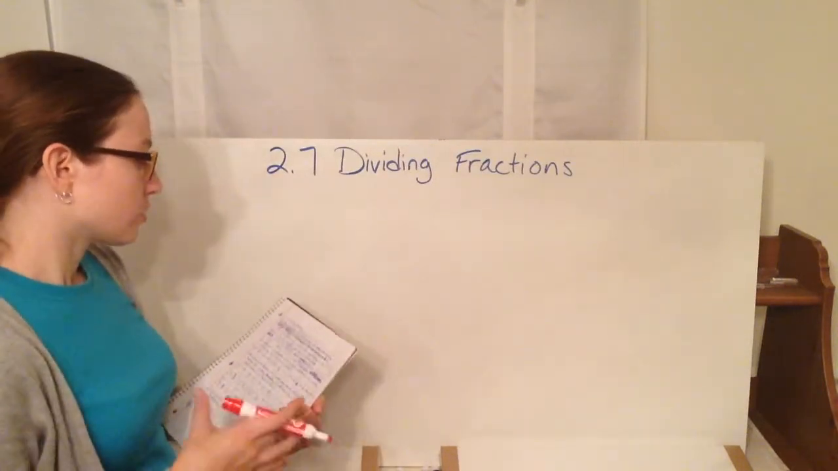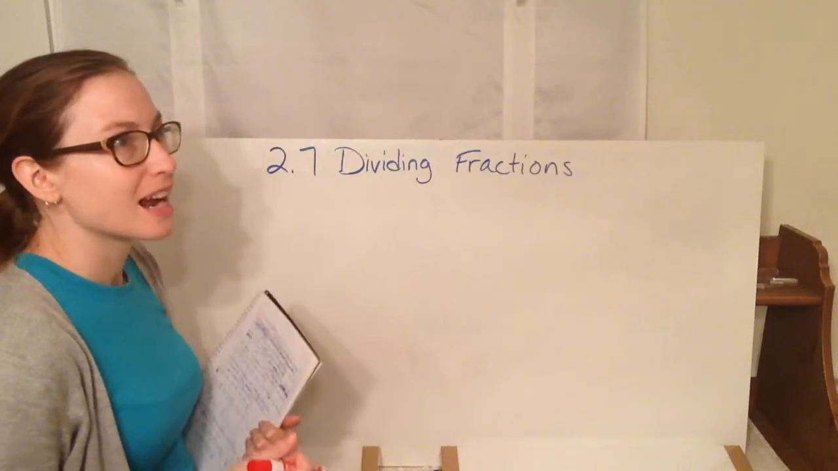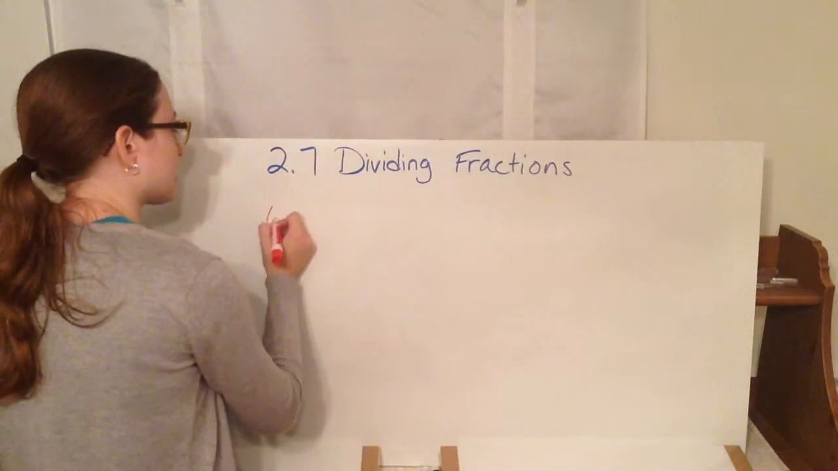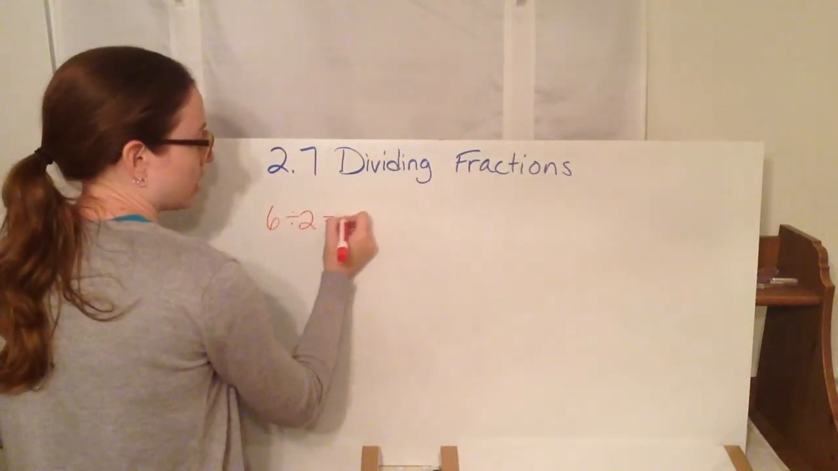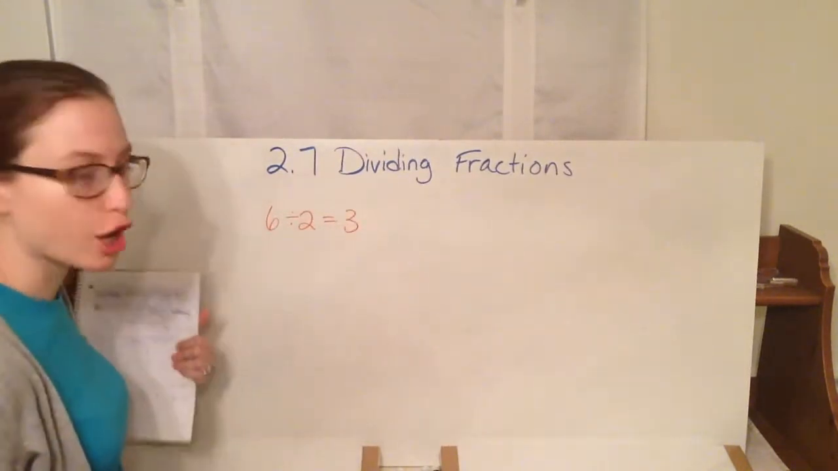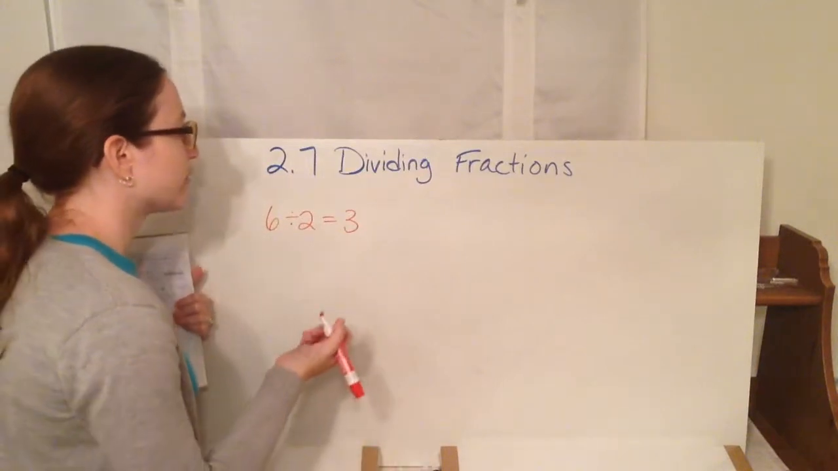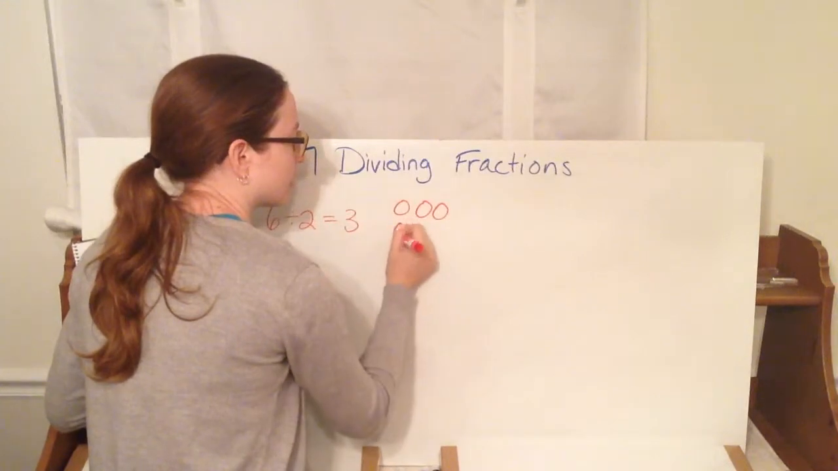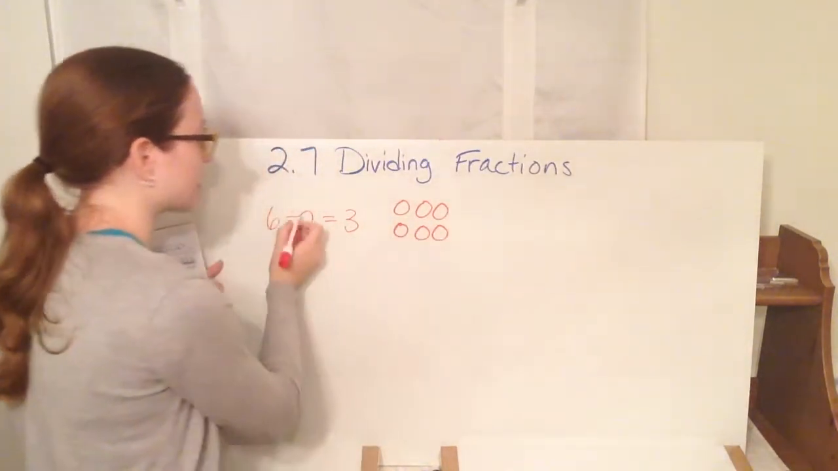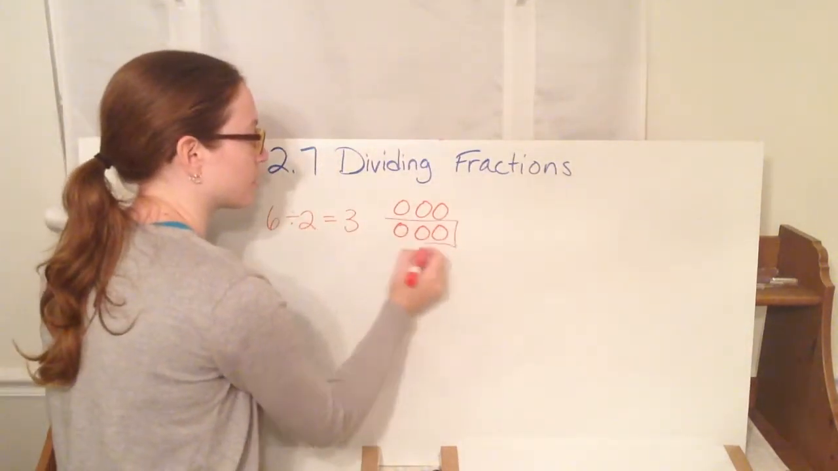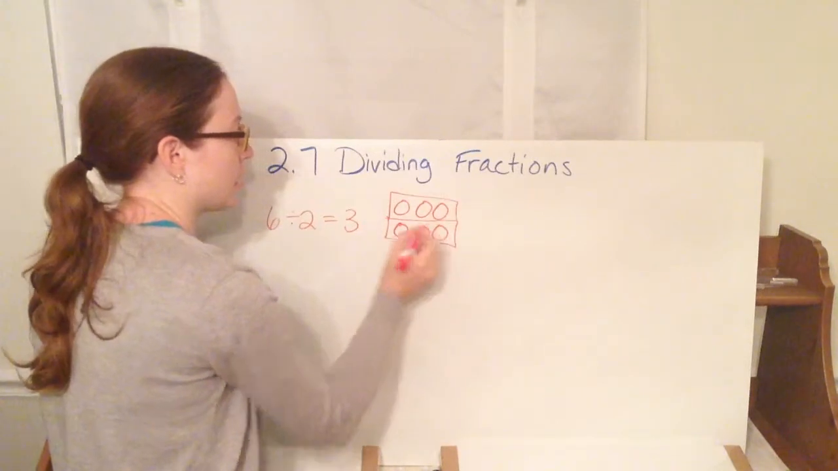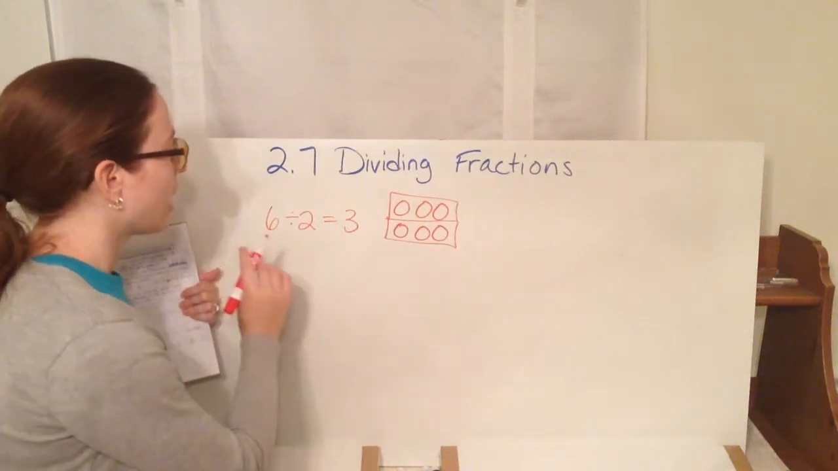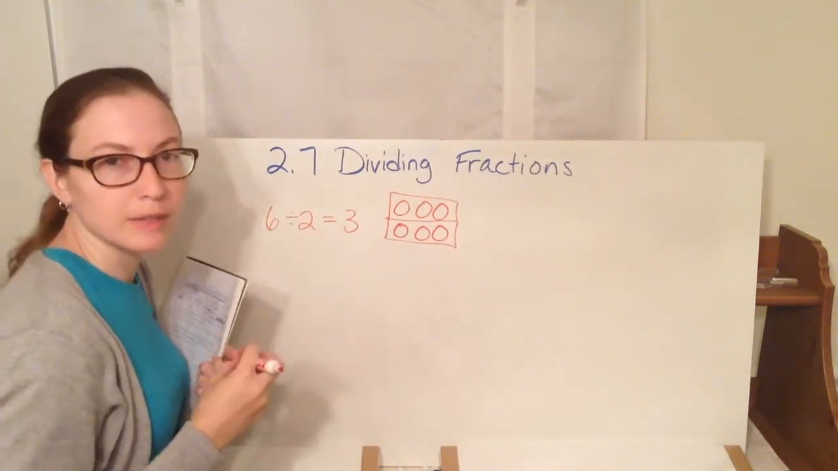So the first thing I want to start with is by saying that I know that 6 divided by 2 is 3. That's a pretty standard thing to know. And if I draw a diagram of that, that's like having 6 things and splitting them into 2 equal groups. And there's 3 things in each group. Okay? But I can make this a multiplication problem as well.